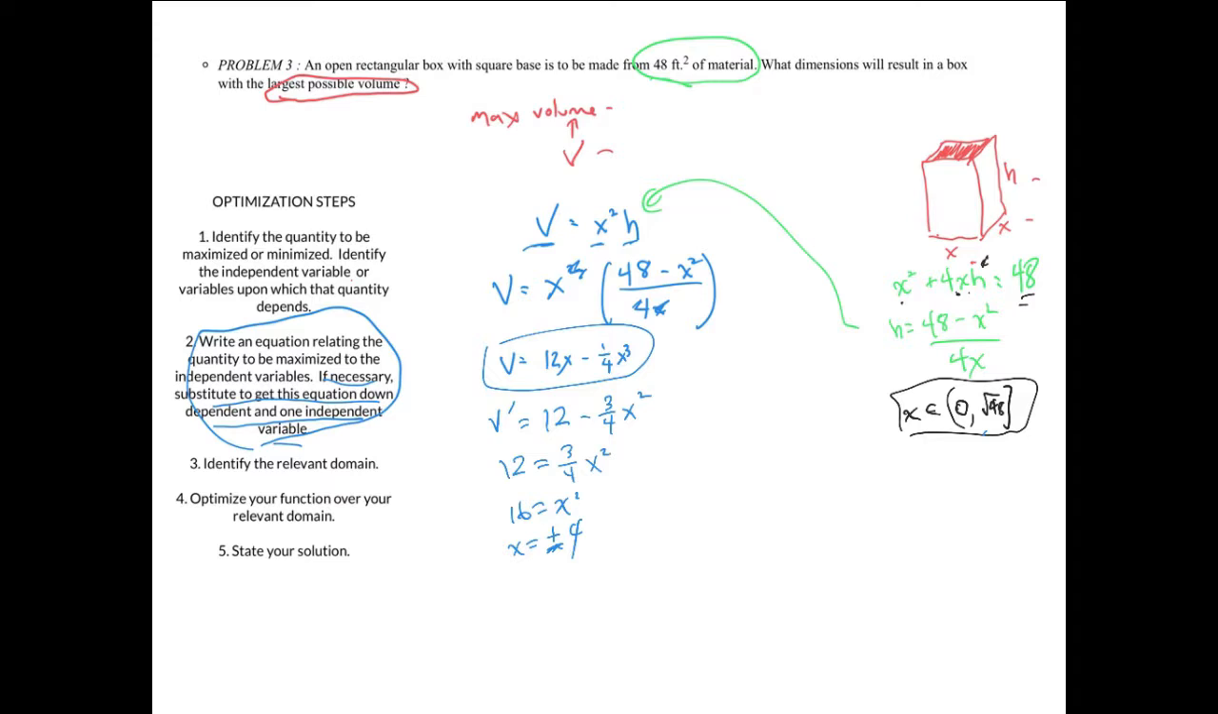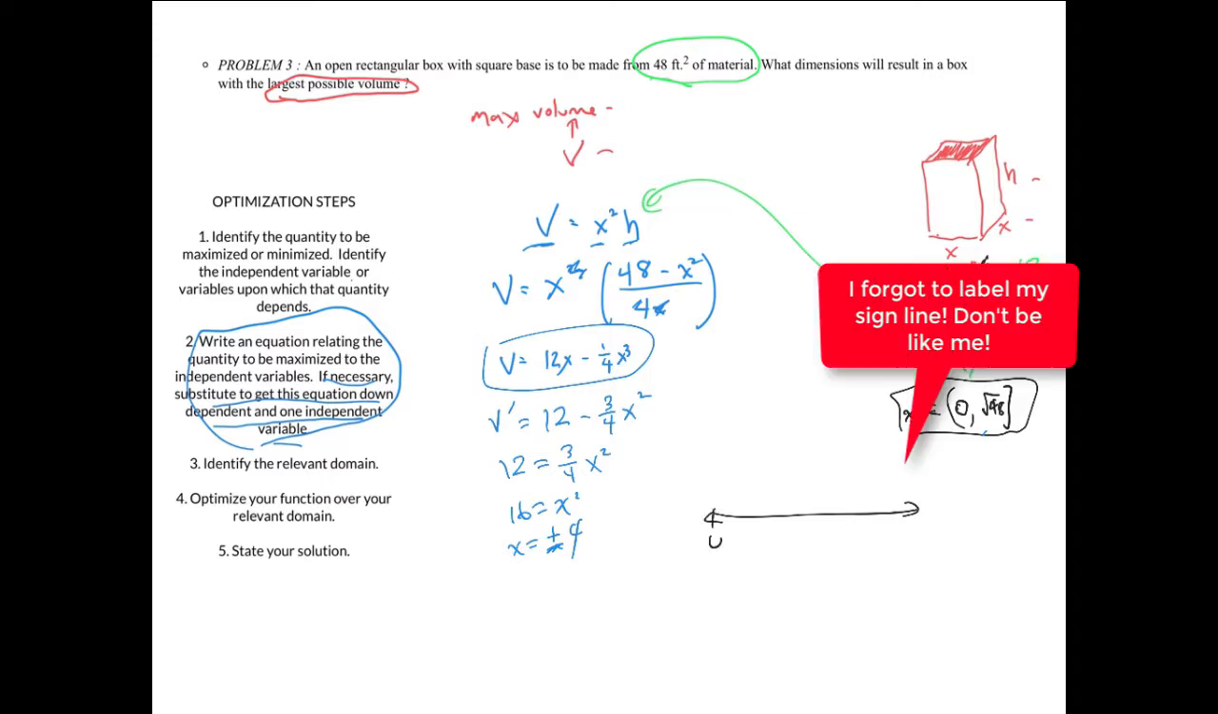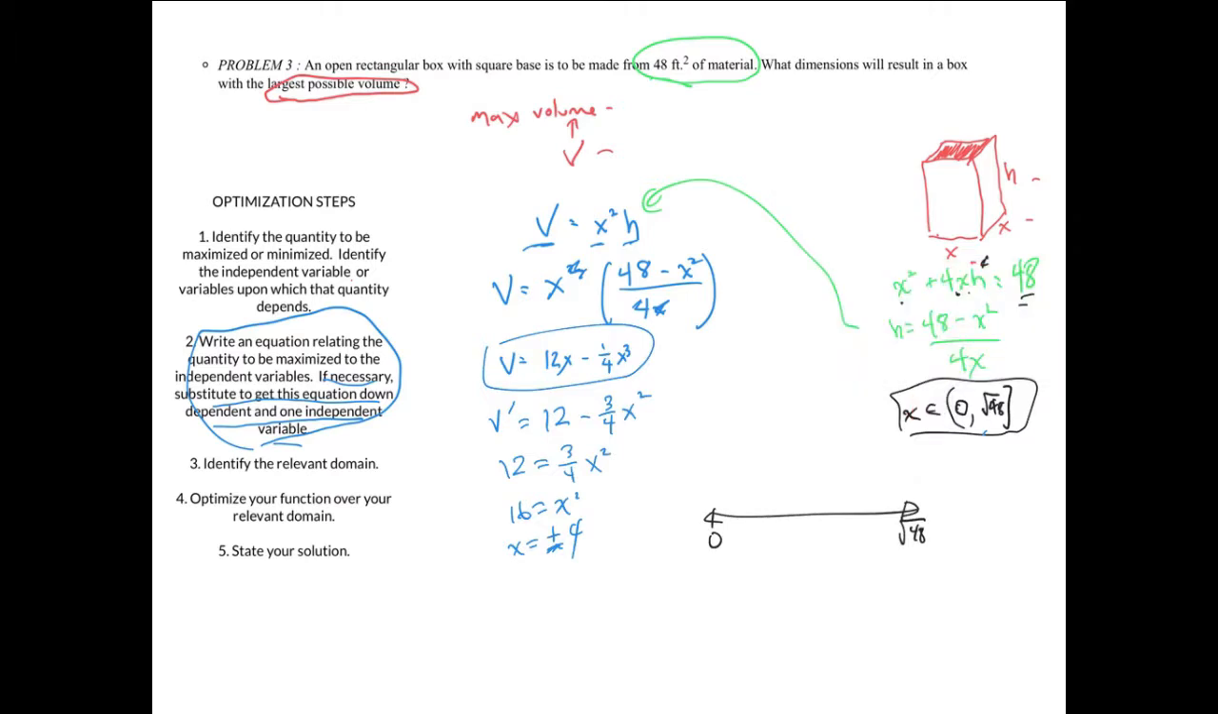So now I'm ready to do the sign line for this. So I put a sign line down, put my endpoints on it, and then I'm going to put my point in the middle. So that's 4. And I plug in numbers on either side of 4. So when I plug 1 into the derivative, that gives me 12 minus 3/4, which is positive. If I plug in like 5 into the derivative, that gives me 12 minus 75/4, which is negative. So this is going to increase and decrease.